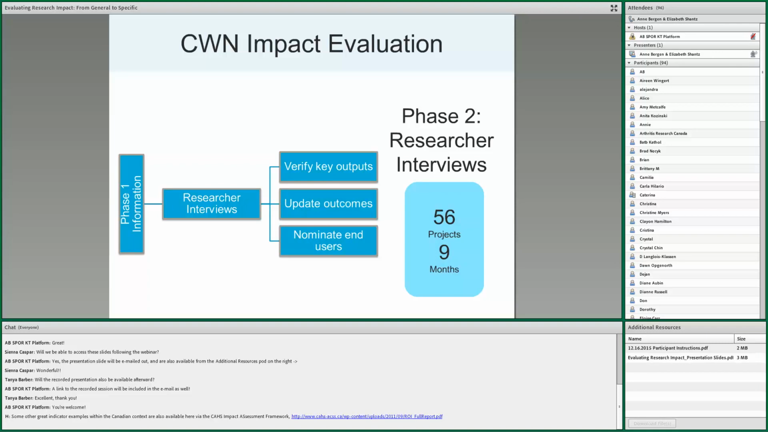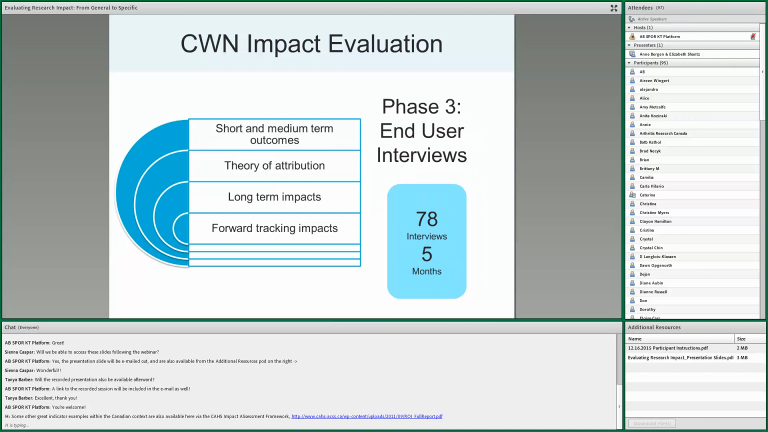So after 9 months of interviews, we had interviewed researchers from 56 of the 76 projects, and those who weren't included either didn't respond to requests for interviews, or a few of them had retired or passed away, which is an unfortunate risk when you're doing this sort of long-term impact evaluation for some of our 10-year-old projects.